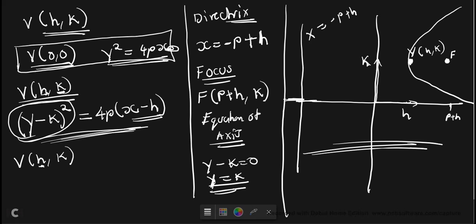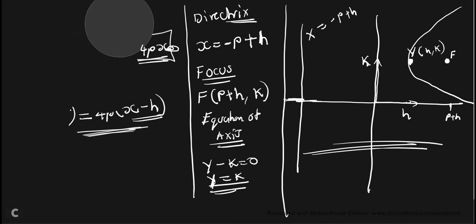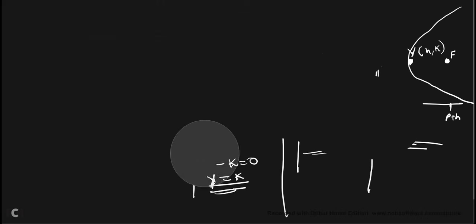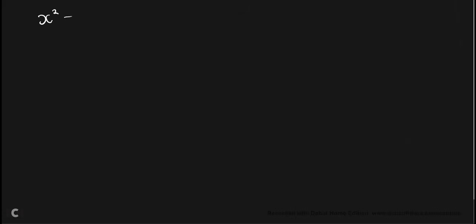Let's write a parabola that is in the y-axis. So how does it look like? The parabola that is in the y-axis starts with x squared. So x squared equal to 4p then y, like that. So this is x squared equal to 4py. If the vertex is 0, 0, this is the standard equation, right?